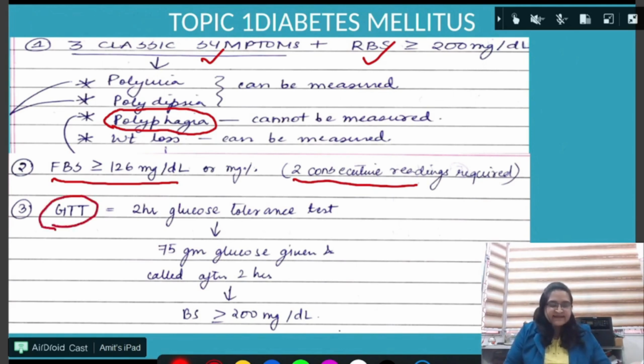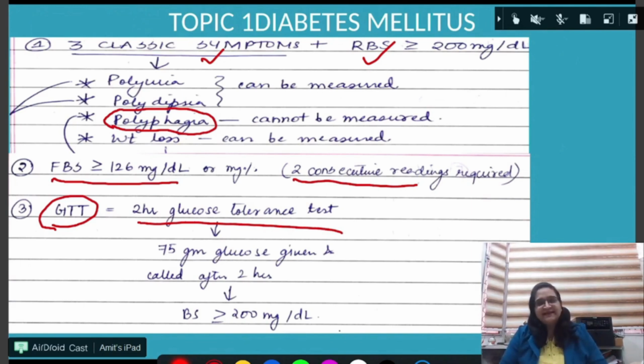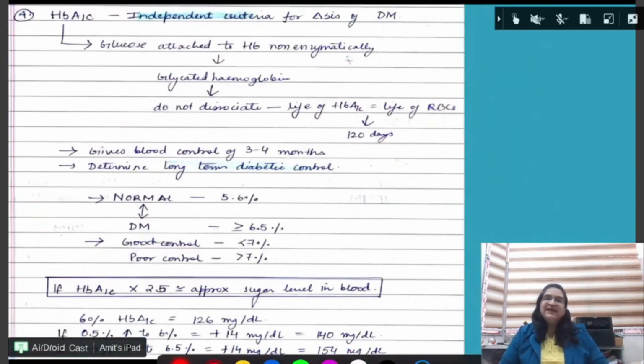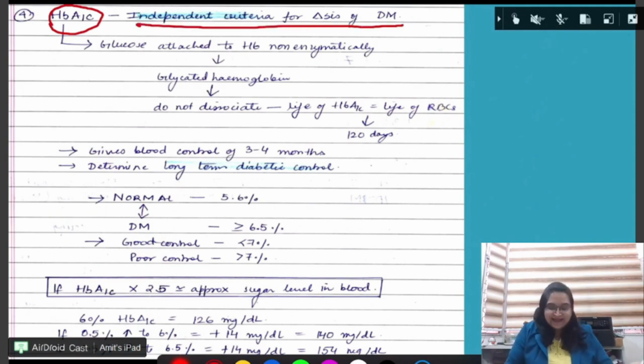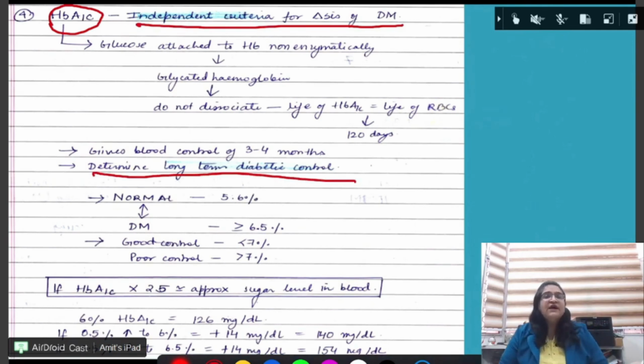Glucose tolerance test is a 2-hour glucose tolerance test. We give 75 gram of glucose to a patient and then we check after 2 hours. If it is more than 200 milligrams per deciliter, then the diagnosis of diabetes mellitus can be made. Next is HbA1c. HbA1c, dear students, is very important. It is, number 1, an independent criterion for diabetes mellitus, and secondly, it determines long-term diabetic control.